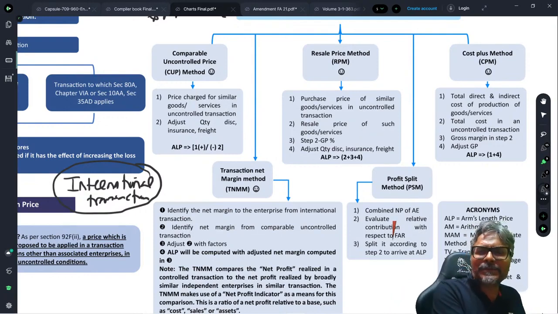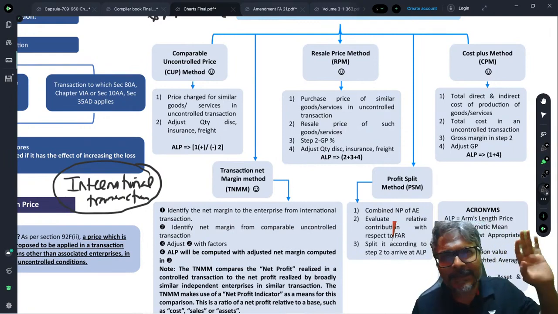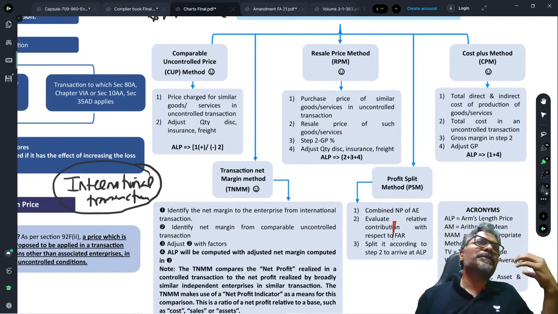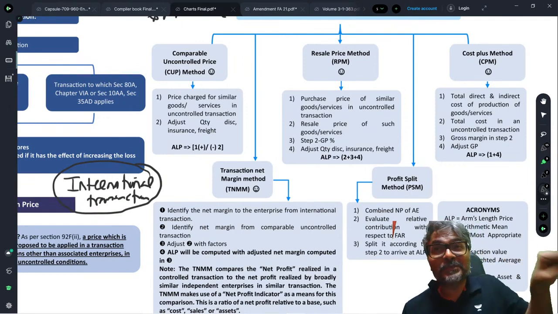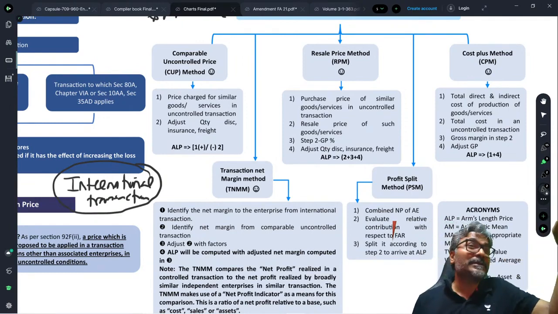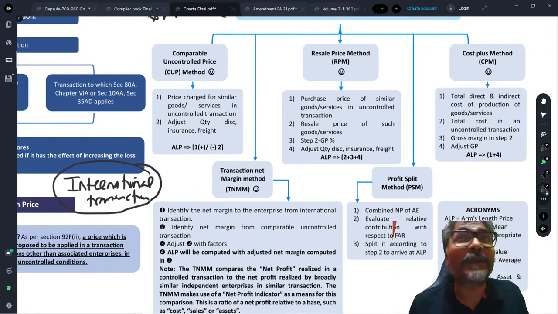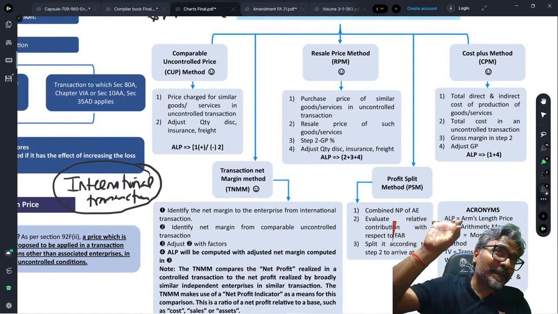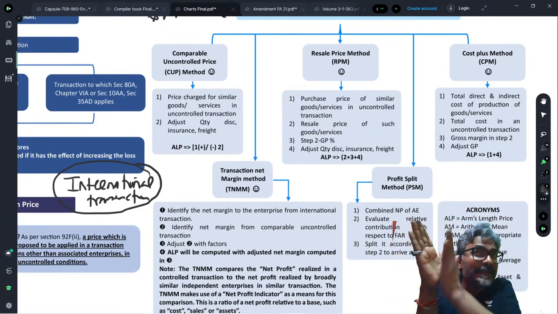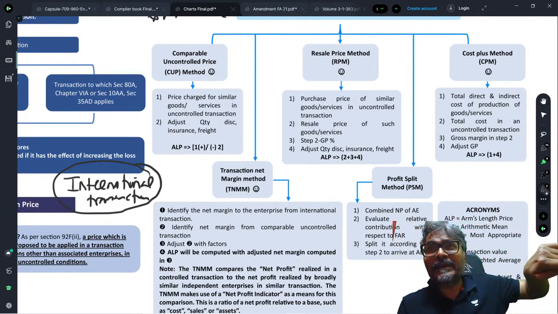So, a very quick example, students. In the case of the international transaction, the price that has been charged is on the basis of CIF, whereas in the case of the comparable uncontrolled transaction, the price which has been charged is on FOB basis. What did I tell you, students? You will have to ensure that the comparable transaction price gets aligned with the factors which are there or not there in the international transaction.